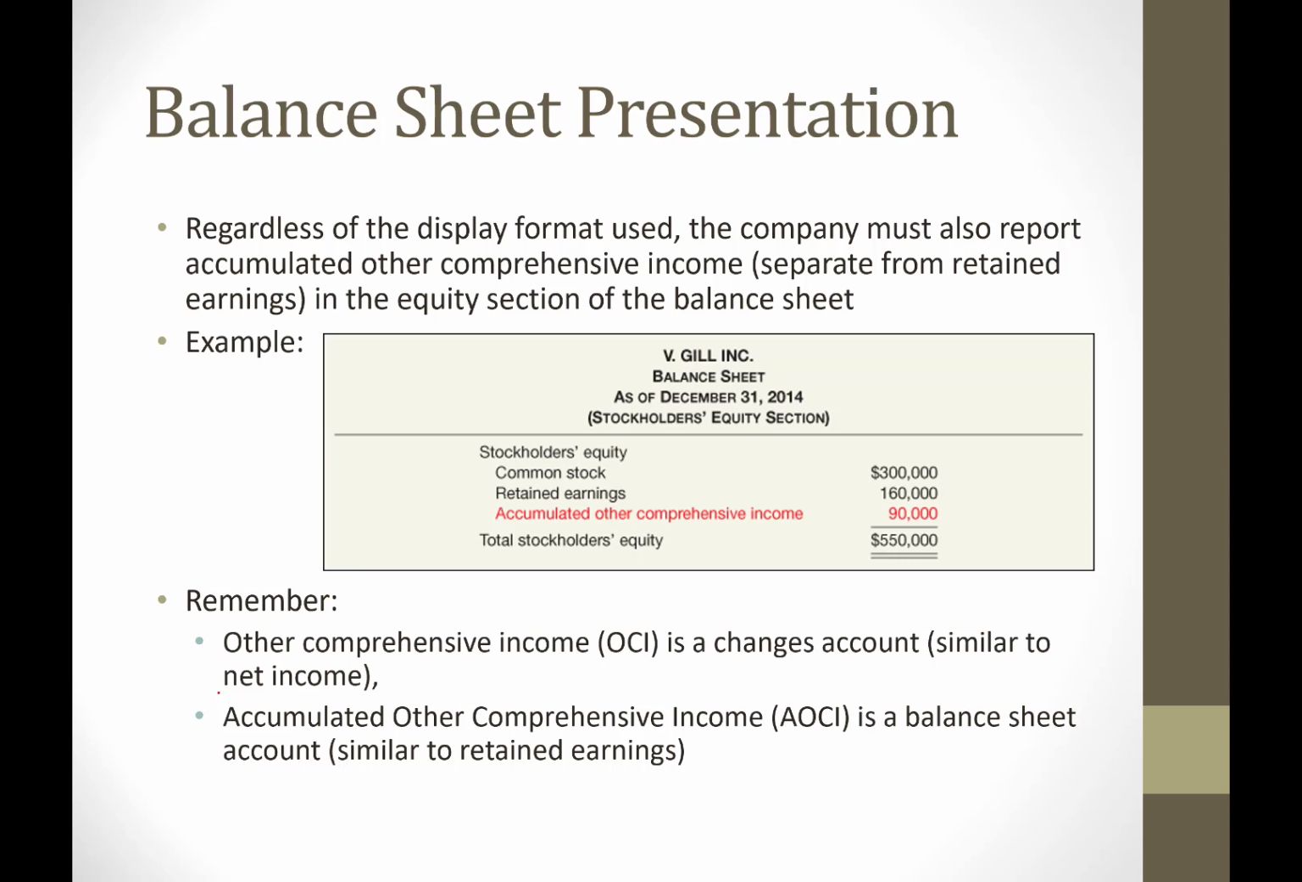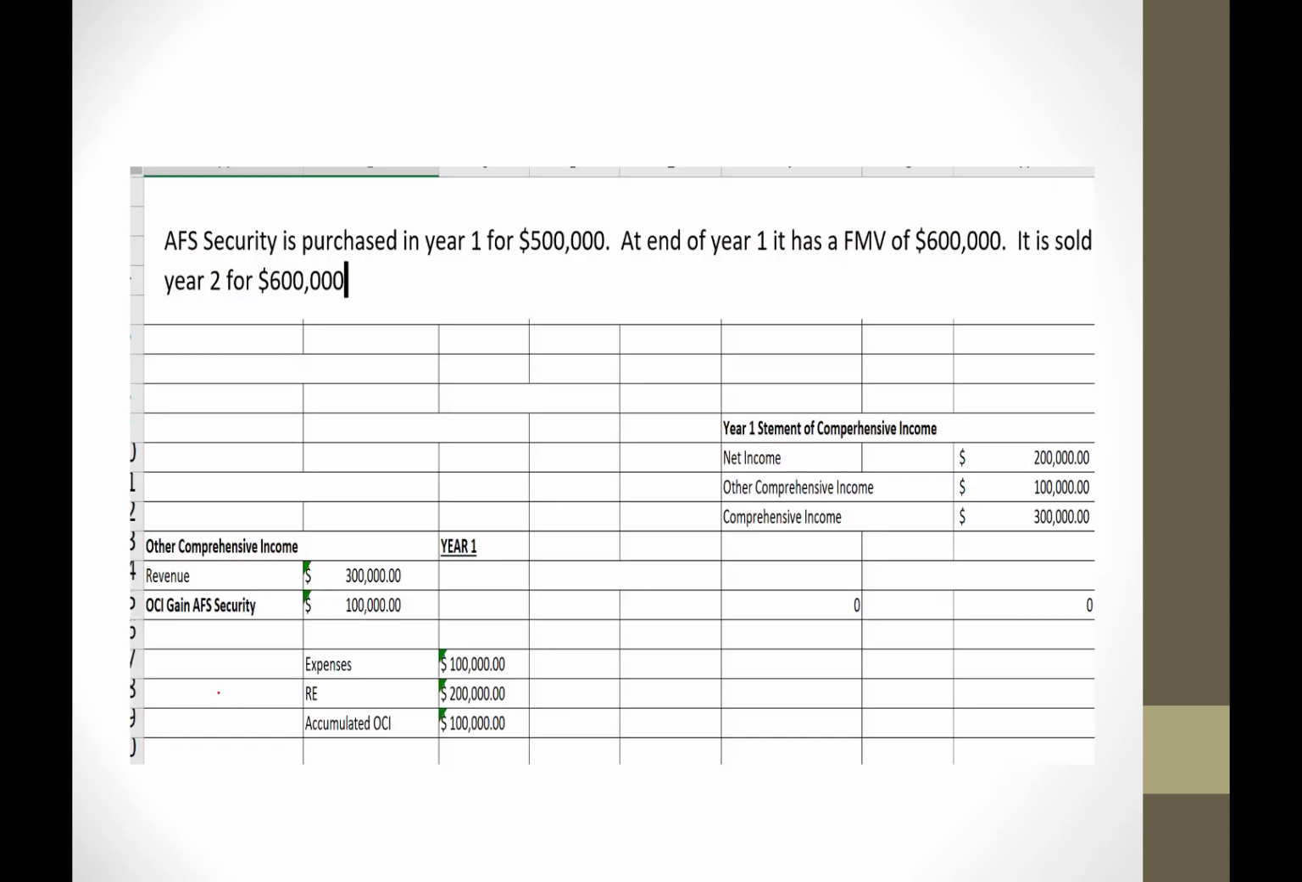Okay, so what happens? Accumulated other comprehensive income is the retained earnings of my other comprehensive income. We talked about that last time, and I walked you through the example. But let's look at this example right here. I have a company that purchased an AFS security in year 1 for $500,000, and at the end of the year it had a fair market value of $600,000, and then we're going to sell it in year 2 for $600,000. Okay?